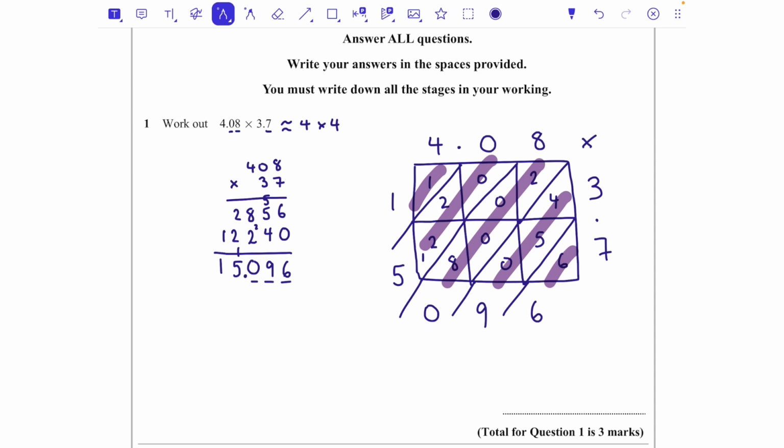15.096, same thing. Now, what you need to do is go to the top where you've got a decimal point, and the side where you've got a decimal point. If you go across with one and down with the other, wherever they meet, you can go down that diagonal, and that tells you to put the decimal point there.